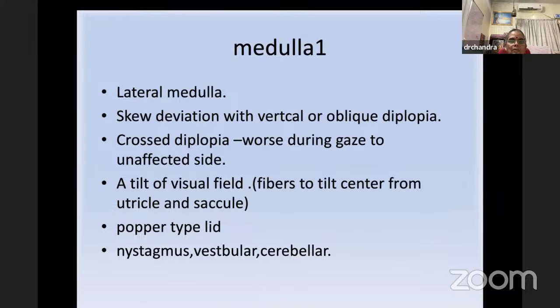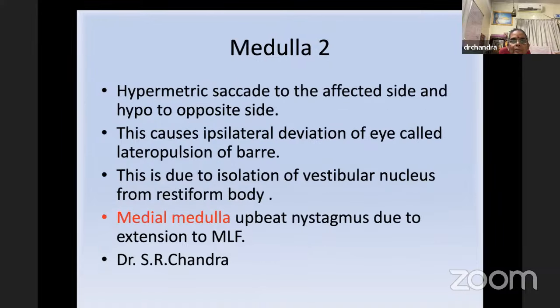And Popper's type of lid nystagmus. So lid nystagmus which correlates with eye nystagmus is called Popper's nystagmus, whereas Pick nystagmus is independent lid nystagmus, which happens in the midbrain. Then you have got the nystagmus of vestibular or cerebellar type. All can happen depending on which part of the medulla is affected. Then hypermetric saccade to the affected side and hypometric to the opposite side. I have elaborated the physiology of this. And this causes ipsilateral deviation, that I call lateral pulsion of Barre. And this is due to isolation of the vestibular nucleus from the restiform body.